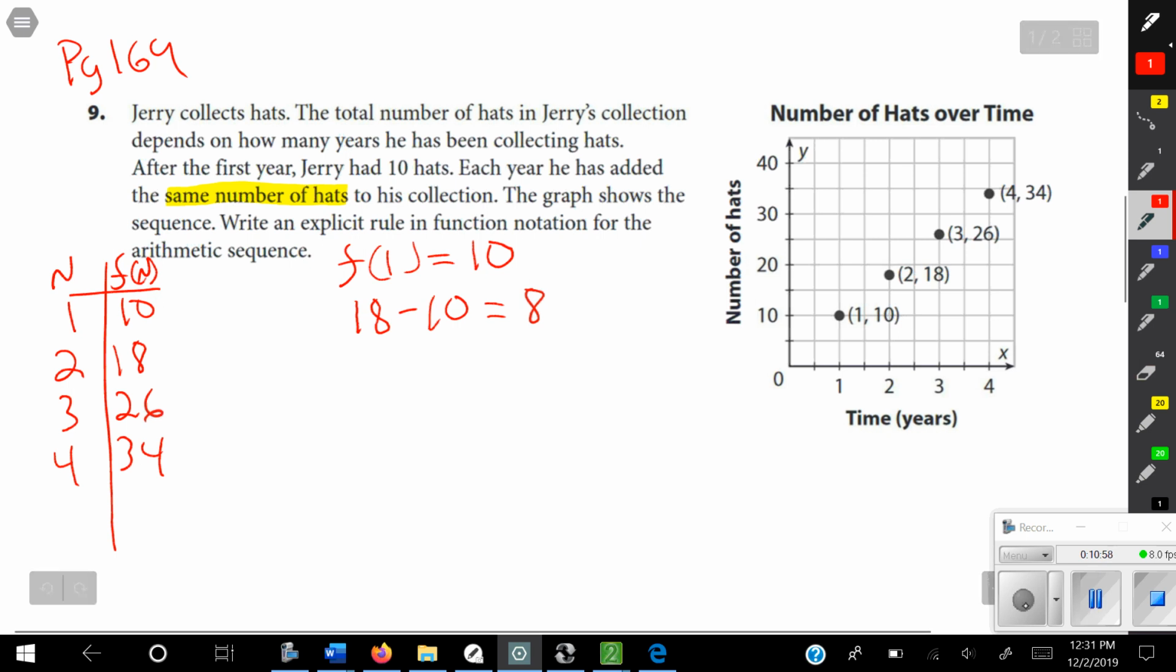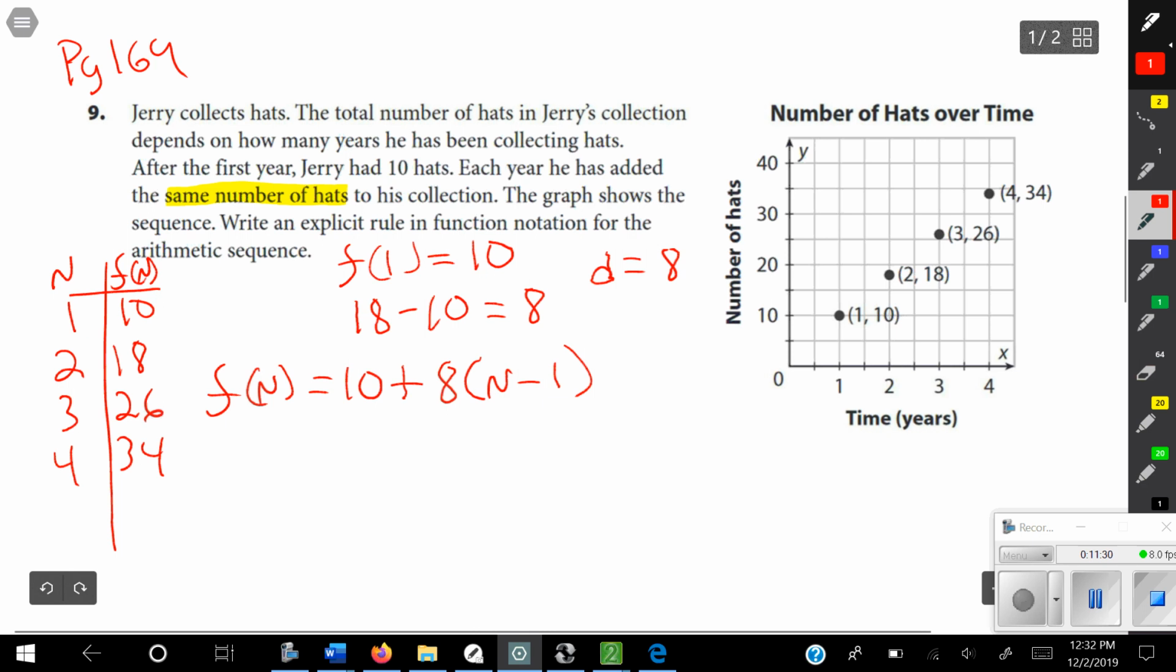All right, now we've got a common difference, which is 8, and we've got our first term. So I'm going to start off by saying f of n is equal to our first term, which is 10, plus the common difference, which is 8, times n minus 1. And if you want to know how many hats he collected after so many years, you just plug that number in for n and go ahead and solve.